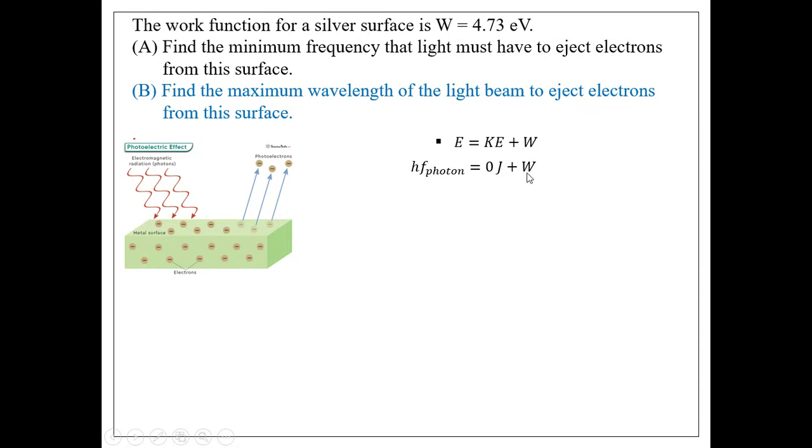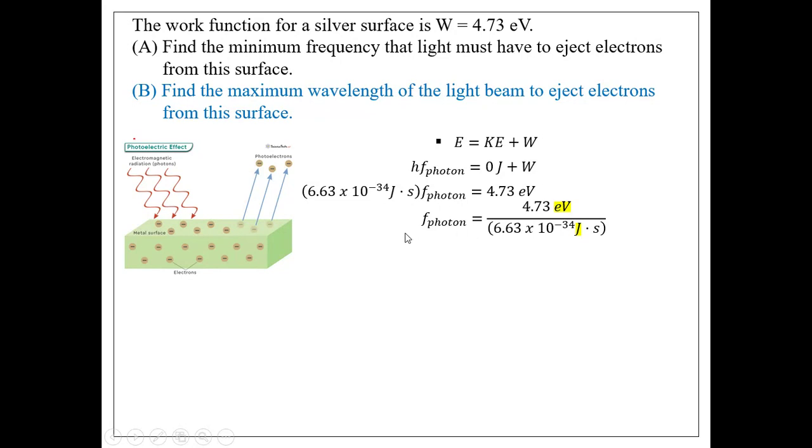Then here's the work function, which is given to us as 4.73 electron volts. If I plug in Planck's constant, 6.63 times 10 to the negative 34 joule seconds, the frequency of the photon is what I'm looking for, the minimum frequency needed to get these electrons to start moving, or to get ejected. On the right side, I just plug in W, the work function for the silver surface, 4.73 electron volts. But I do want to point out that the unit on the left side is joules and the unit on the right side is electron volts, so make sure your units match up.